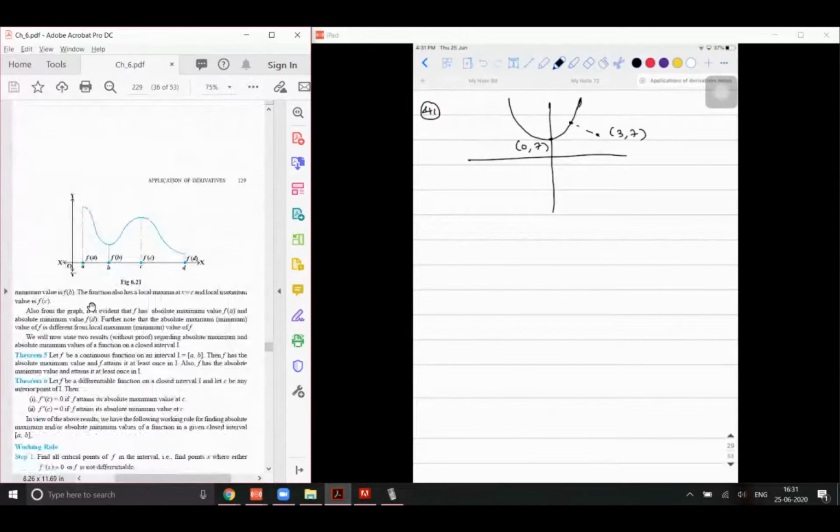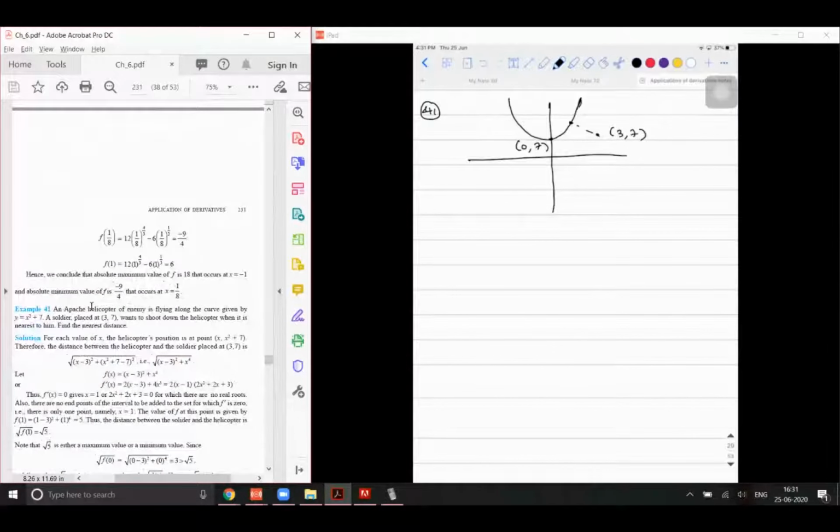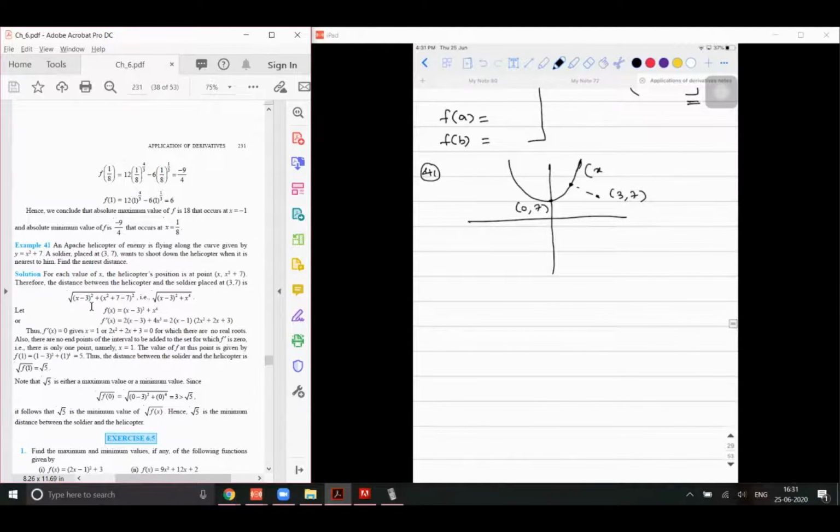Can people do it fast? Find the distance between the points. So what will the points be? x comma x square plus 7. So find the distance between these two points.